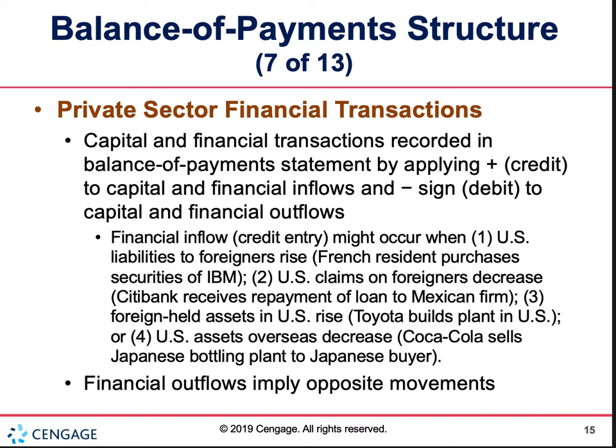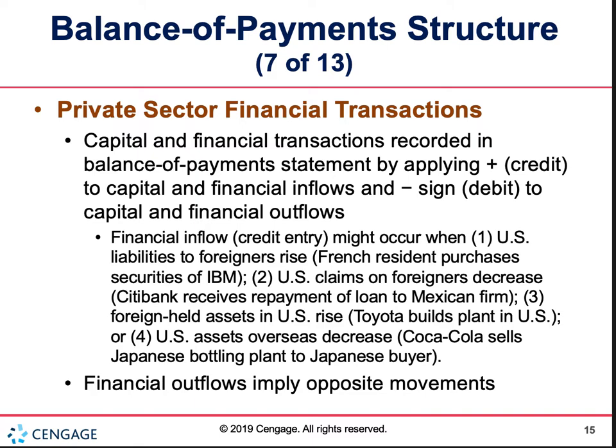Now, capital and financial transactions are recorded in the balance of payments by applying a credit to capital and financial inflows and a negative sign for debits to capital outflows. So if money is coming in, positive, money's going out, negative. Pretty straightforward.